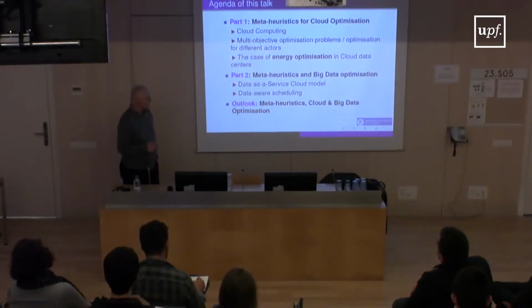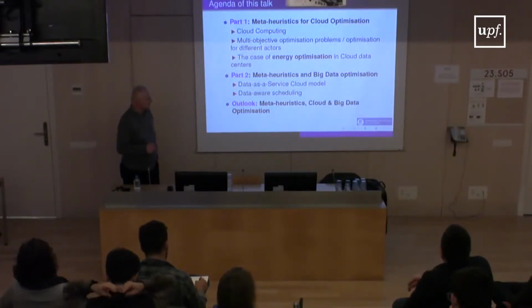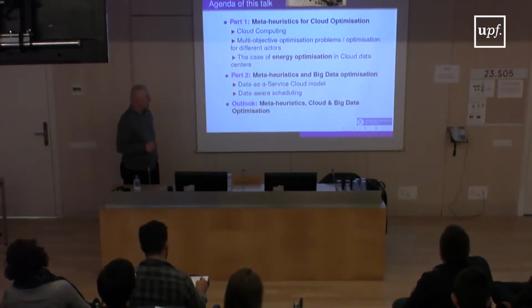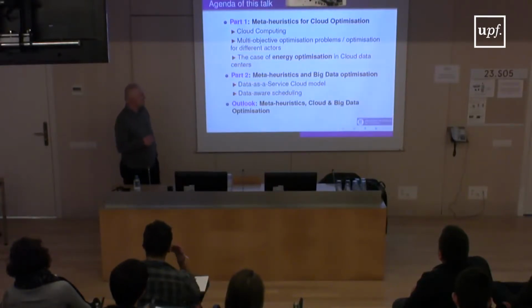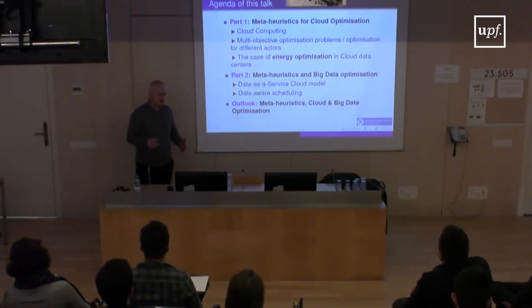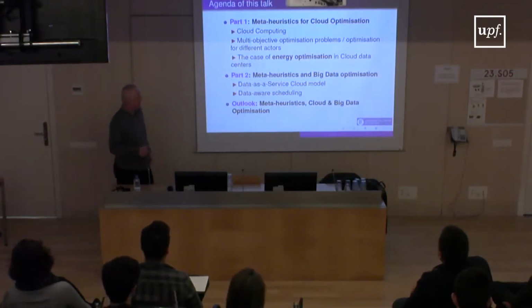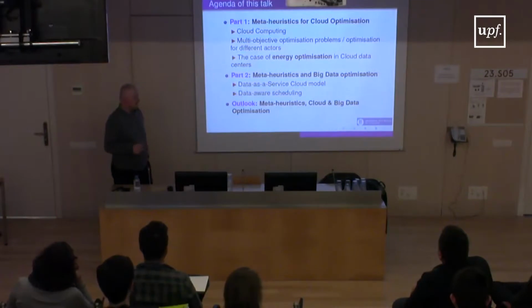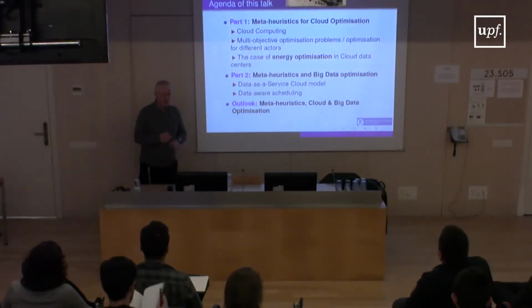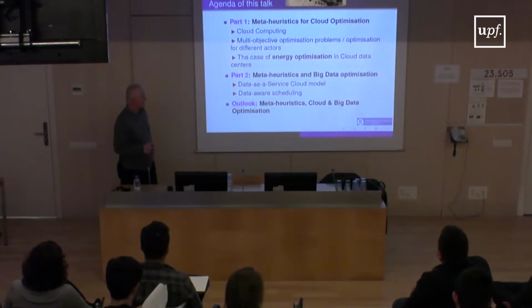Then in the second part, I'll show how meta-heuristics somehow meet big data in the context of optimization, right? So obviously, meta-heuristics are primarily addressed for optimization in cloud computing, especially for scheduling, resource management, etc. But cloud computing and big data are linked together. Therefore, whenever we deal with meta-heuristics, we may also need meta-heuristics for big data optimization.